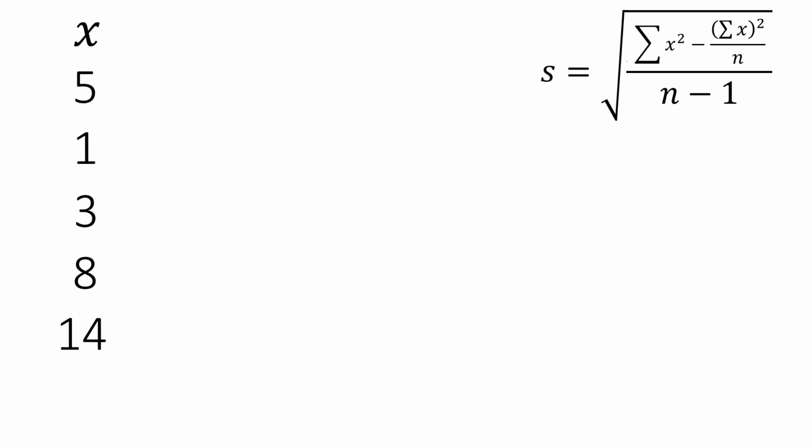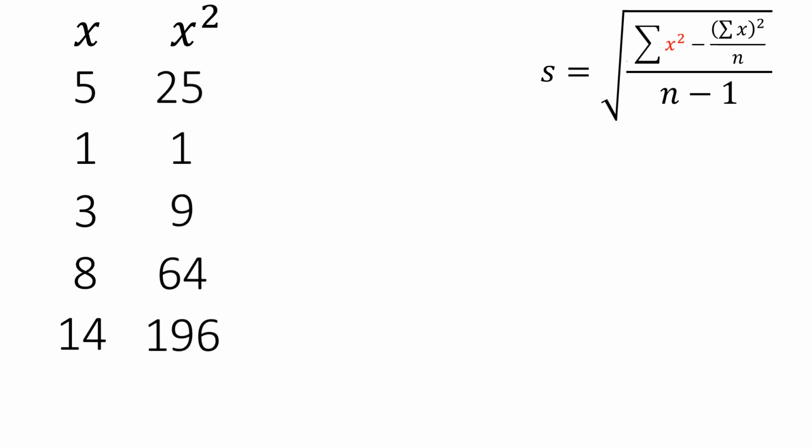Okay, so as you can see, there is x squared. So that's the only column that you need to add. So there's no mean to be solved. So just simply add a column x squared, and that's it. So x squared meaning you get the square of each given. So we have 25, 1, 9, 64, and 196. Then we have the sum of x. So we get the sum of the given, which is having a total of 31.